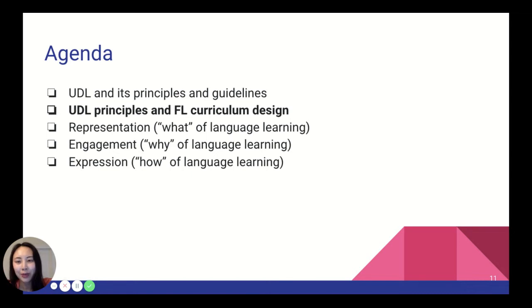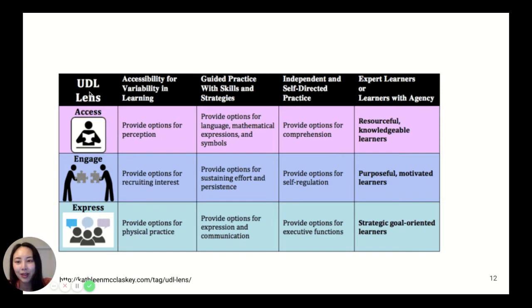Now let's look at UDL principles and foreign language curriculum design. So the UDL lens: access, engage, and express. And as an educator who designs curriculum and delivers instruction, we are going to maximally increase the accessibility for variability in learning so that students benefit from guided learning and also from independent and self-directed practice.